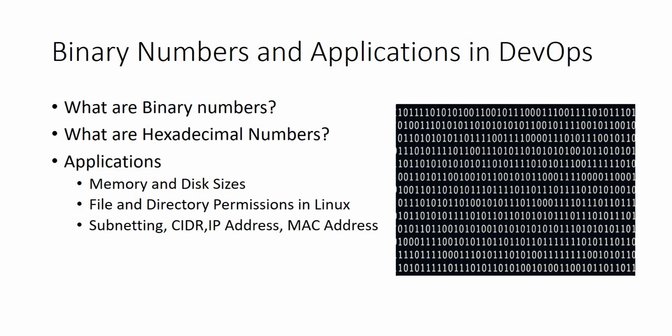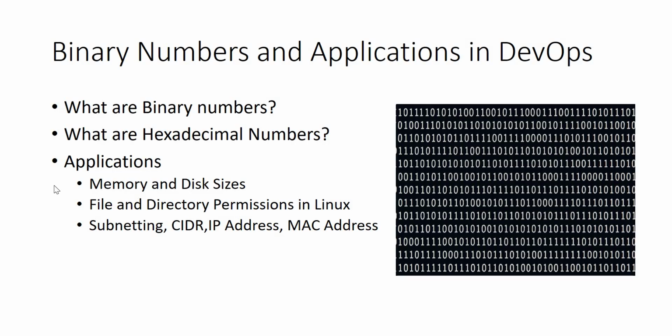Basically, in computers the information is represented in terms of bits, which are nothing but zeros and ones. Computers can only understand combinations of zeros and ones. So we need to understand how these combinations of zeros and ones will be used by computers. Not just computers, these binary numbers are also used in DevOps.